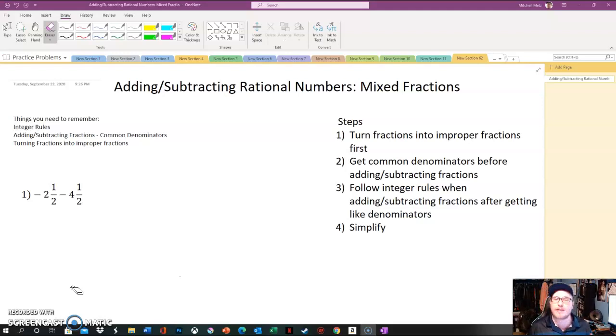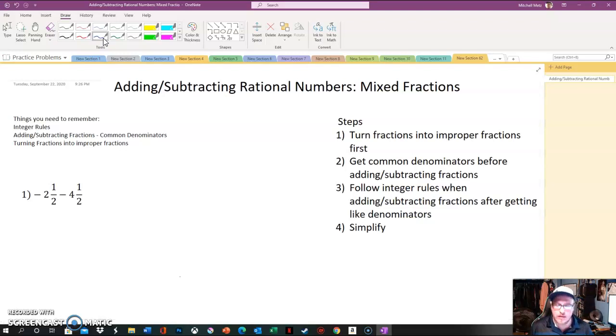In this tutorial I'm going to be showing you how to add and subtract rational numbers with mixed fractions specifically. So this is part 2 of the tutorial and it's going to show you how to subtract two fractions. We have negative 2 1/2 minus 4 1/2. Again, these are mixed fractions because they have a whole number component and a fractional component.